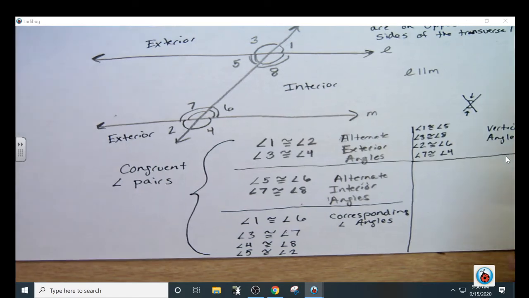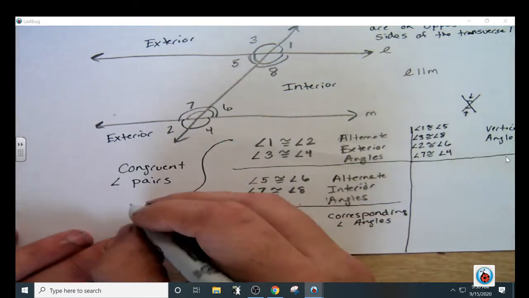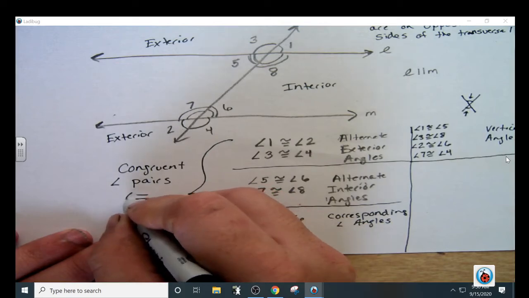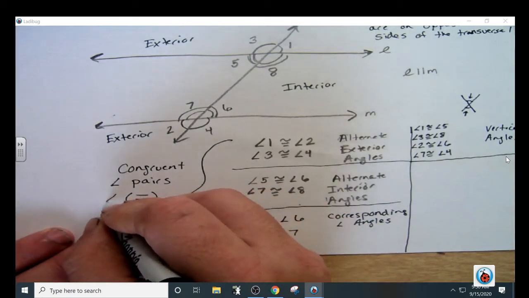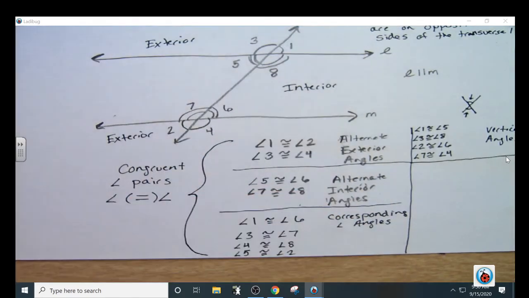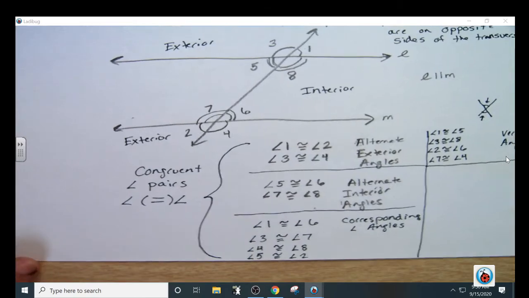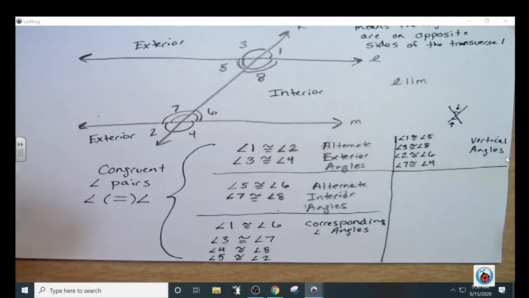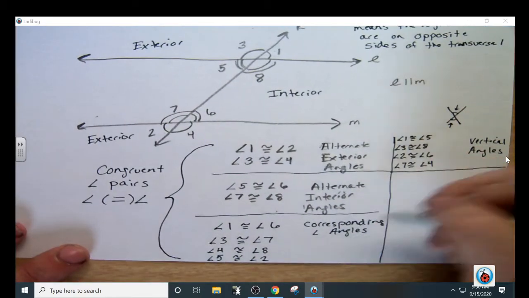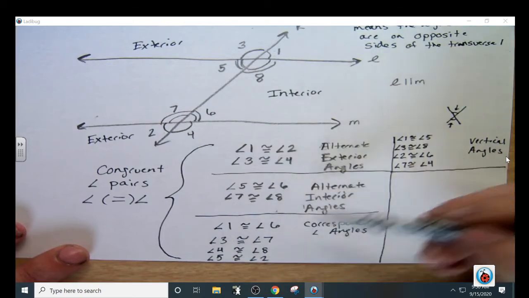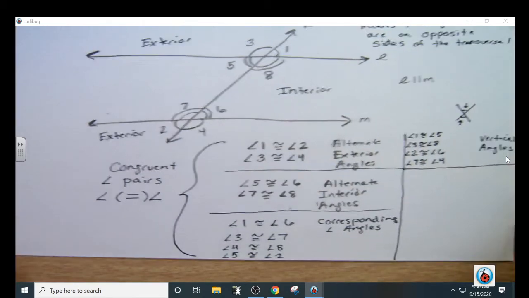All right. So, guys, we know congruent pairs are equal. They're always equal to each other. So it's an angle equal to an angle. Guys, these are the relationships, and these are the angles that are part of the relationship.